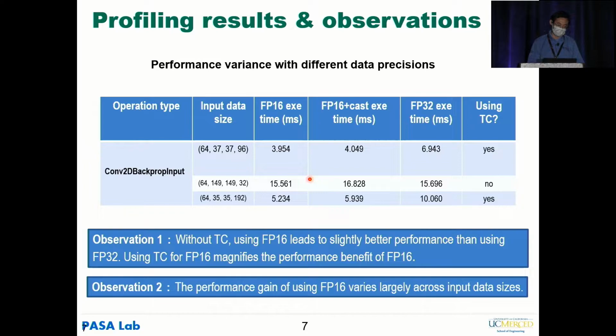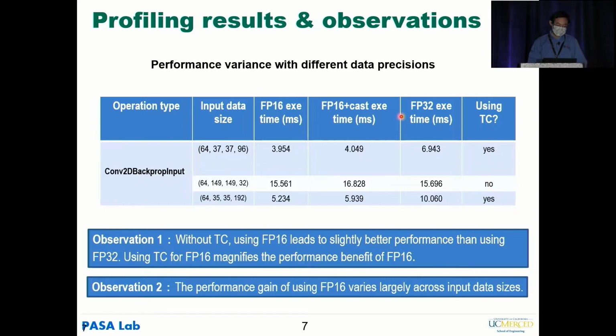But if I change the input data size, we are able to use TC, we are able to meet the tensor core requirement, and then we immediately find the big difference between FP16 and FP32. There is about 50% performance improvement, so that's very good.